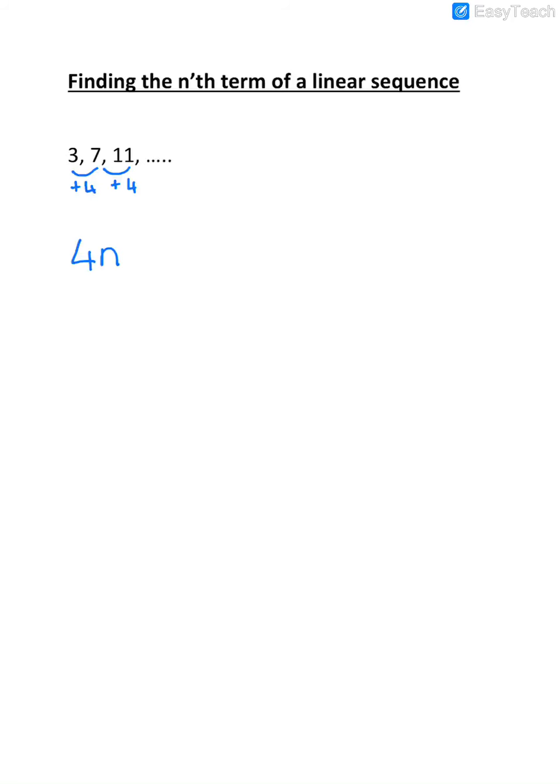You then have a look to see what should go before the first term for the sequence to follow the same pattern. And if I was to extend that sequence backwards, that would have to be a -1, because if that's a -1, then my sequence would still go up in 4s. So therefore, the nth term of my sequence is 4n take away 1. And that's it. That's all there is to it.